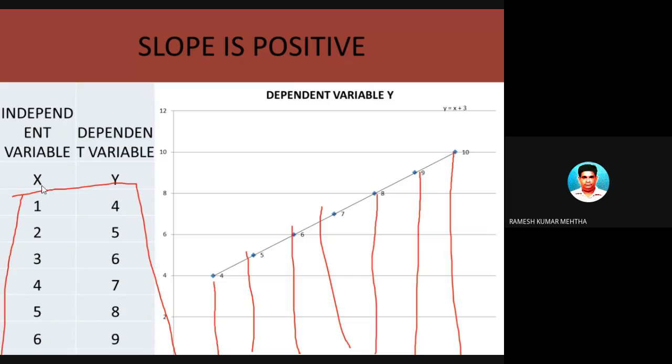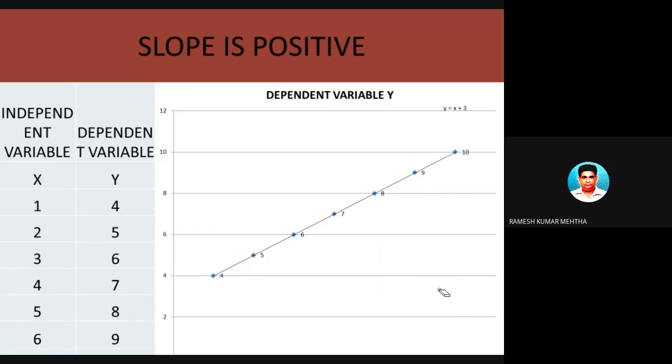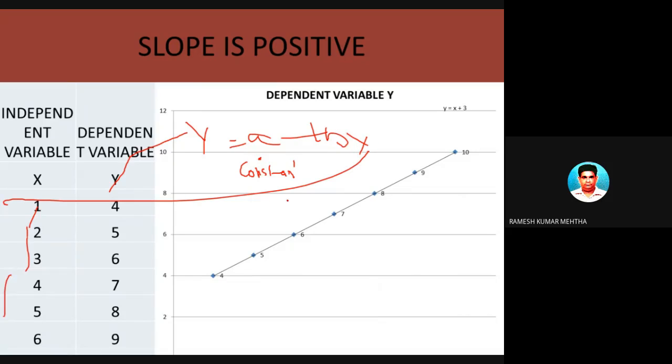Now, if you look carefully, you have to find out the value of the constant, because the equation is y is equal to a plus bx. Here a is the constant, y is the dependent value, and x takes the values 1, 2, 3, 4, 5. We will find out b later, but I want to find out the value of a, that is the constant. Let's find out that.